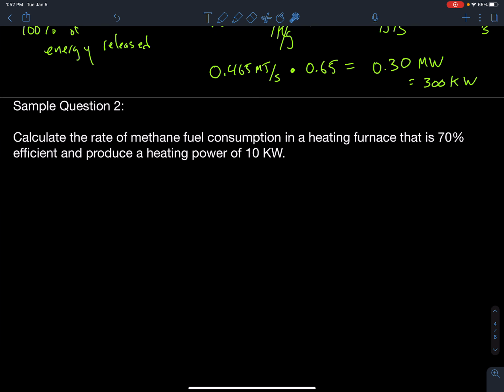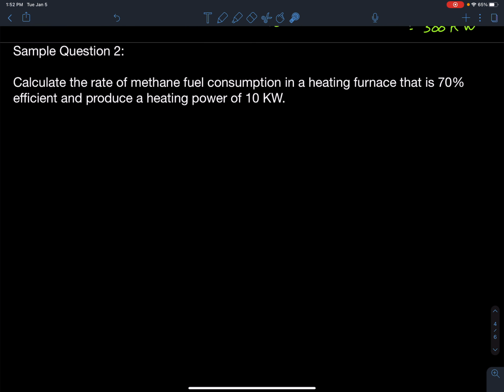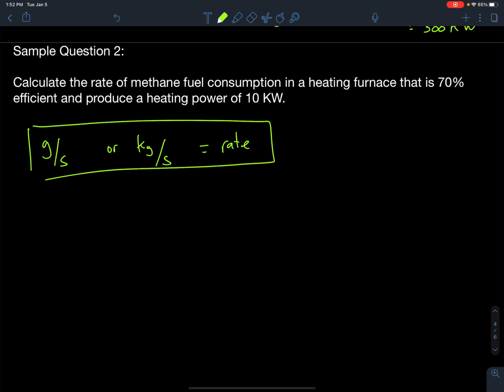Now in the second question, we're going to go a little bit backwards. Here I have to calculate the rate of methane fuel consumption. Well, the rate means grams per second or kilograms per second. So that's what they're looking for, in a furnace that is 70% efficient and produces a heating power of 10 kilowatts. Okay, so that's going to be less than what we did over there. So let's try to figure that out.